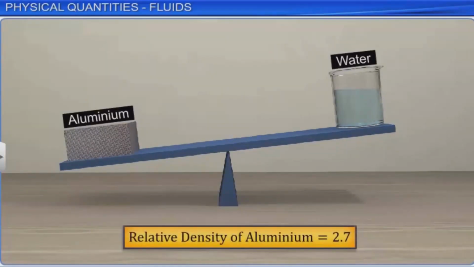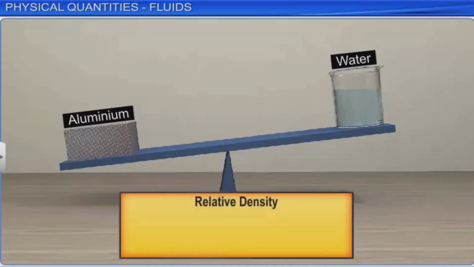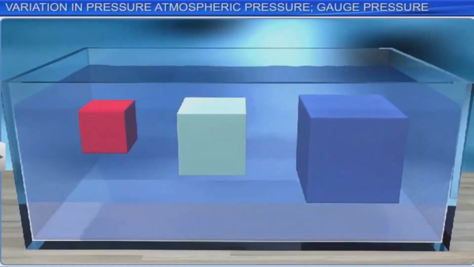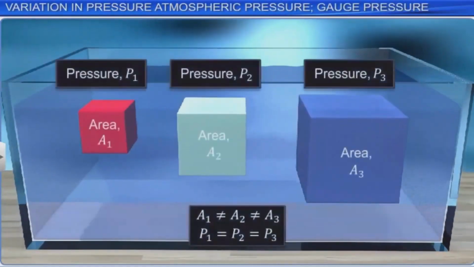Relative density is a scalar quantity. It does not have units as it is the ratio of similar quantities and thus it is a dimensionless quantity. The pressure on an object submerged in a liquid is independent of the area of cross-section.